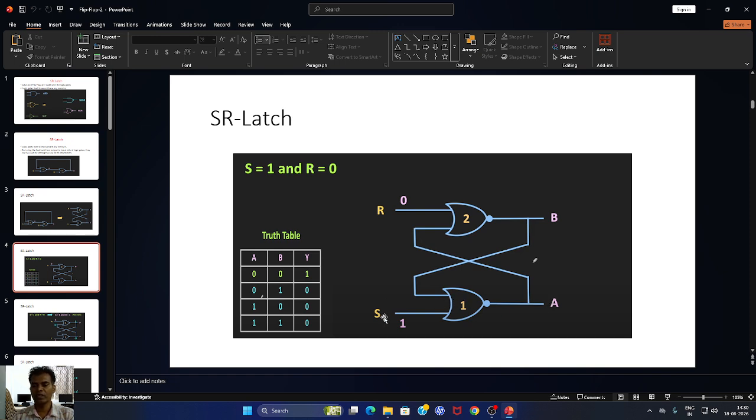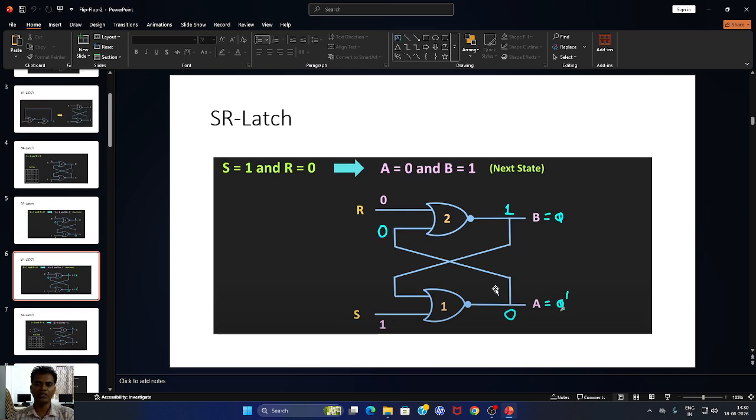Initially I took S equal to 1 and R equal to 0. For this NOR gate, one of the inputs is 1, so the output is 0. Here the value is 0. This output is fed back to NOR gate 2, which means both inputs are 0 and 0. Its output becomes 1. So here 1, here 0.